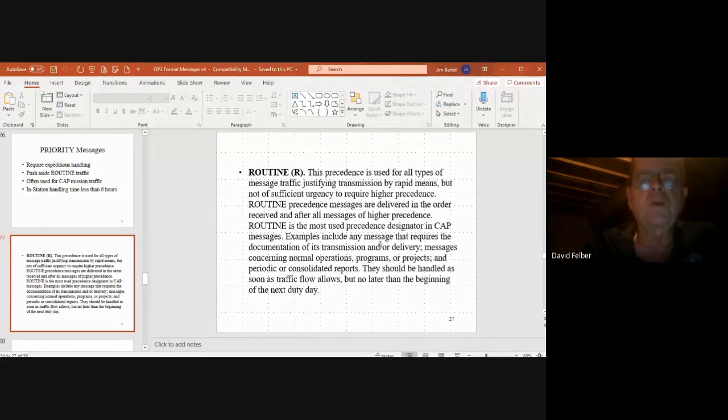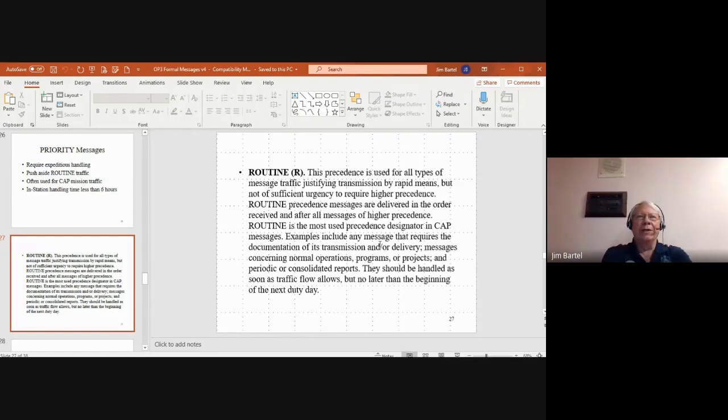The question: who determines the precedence? The message originator, not the originating station, the originator, the person that hands you the information that needs to be sent. They determine how quickly it needs to be sent and what the precedence should be. Do not get precedence and importance mixed up. These have nothing to do with how important the message is. It's strictly to do with how soon that message needs to get where it's going. That's the only thing the precedence is defining.